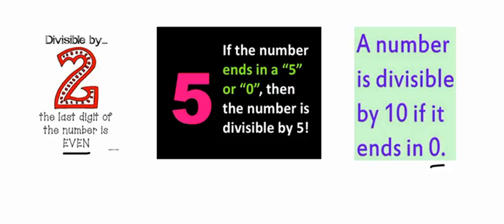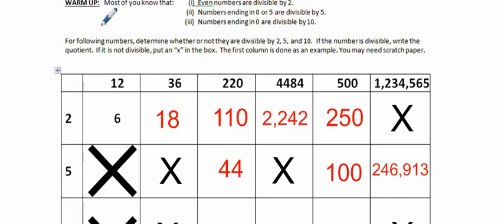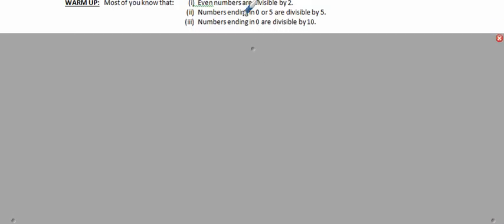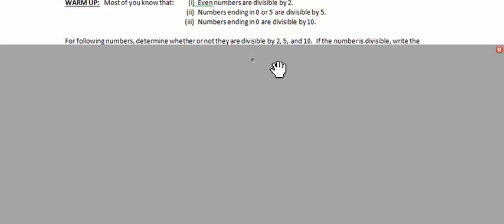Okay, so now we're going to start on the warm-up. And the warm-up is at the bottom of this paper. All right, so for the warm-up, we're going to go through and apply those 3 rules that we just learned. So in the first one, even numbers are divisible by 2. This is a little reminder of the rules we just went through. Numbers ending in 0 and 5 are divisible by 5, and numbers ending in 0 are divisible by 10.